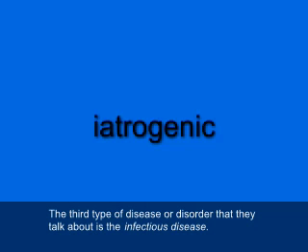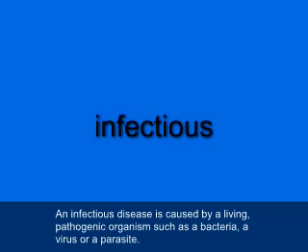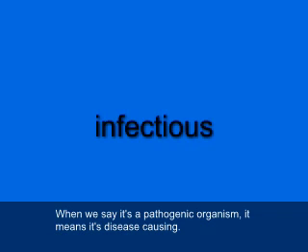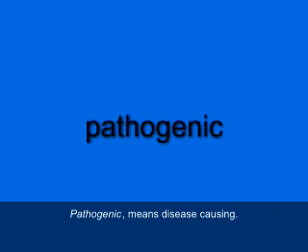The third type of disease or disorder that they talk about is the infectious disease. An infectious disease is caused by a living pathogenic organism, such as a bacteria or a virus or a parasite. And when we say it's a pathogenic organism, it means it's disease-causing. Pathogenic, P-A-T-H-O-G-E-N-I-C, means disease-causing.